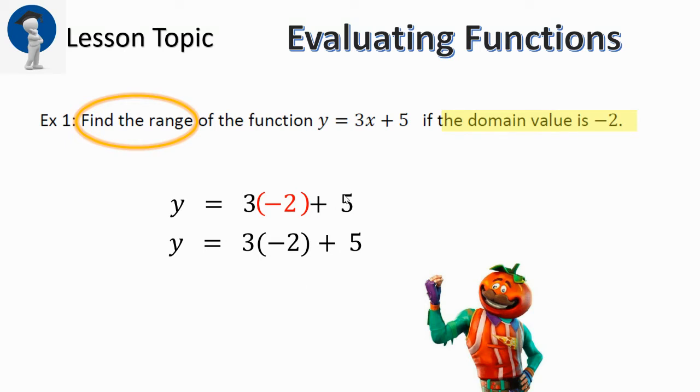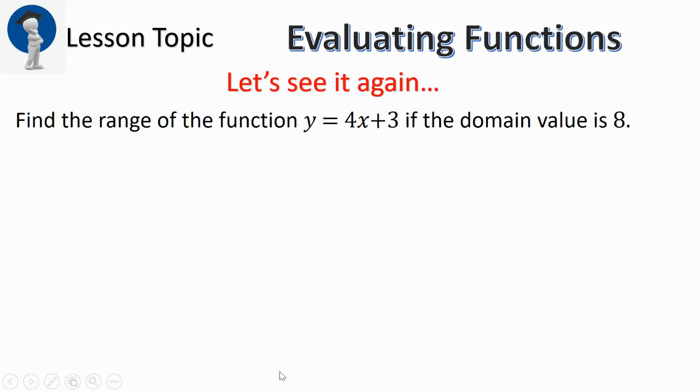So all I did, one more time, I plugged in the -2 where x was, and multiply 3 times -2. -6 plus 5 is -1. So when x is -2, y is -1. All right, so let's see one more.